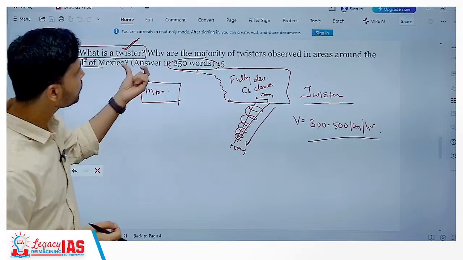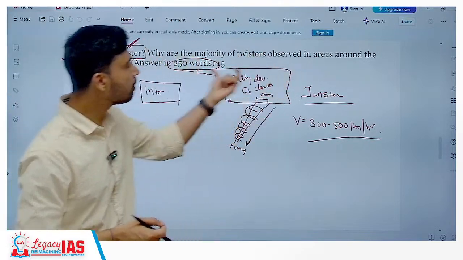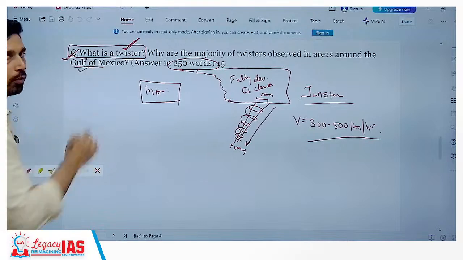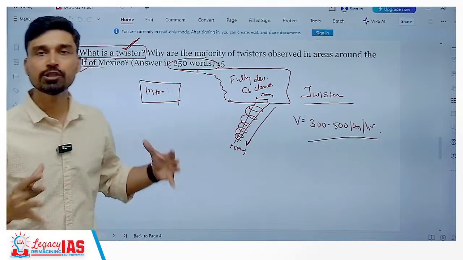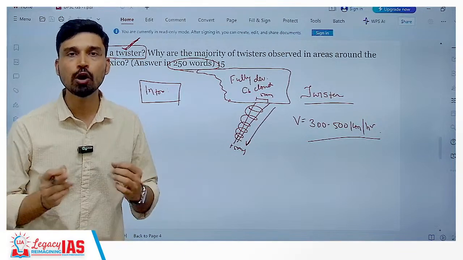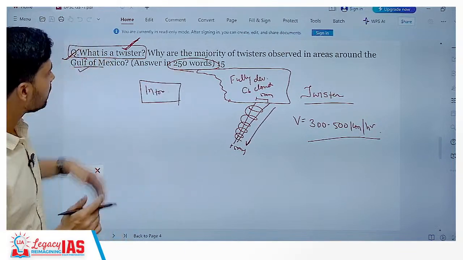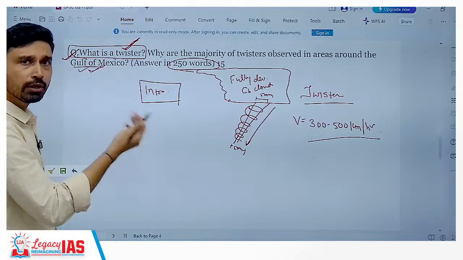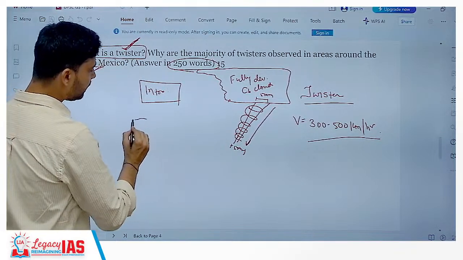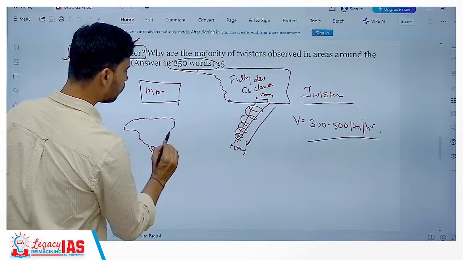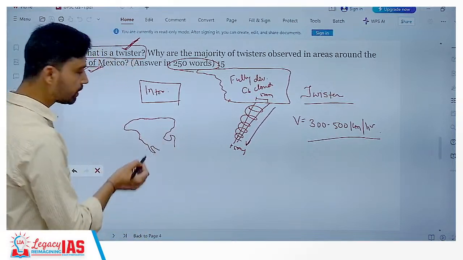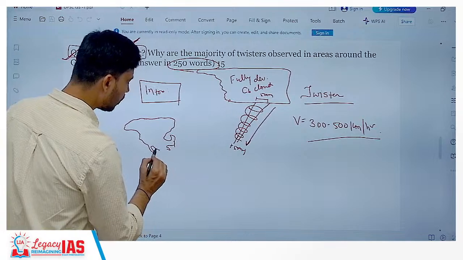The second part is why are the majority of twisters observed in areas around the Gulf of Mexico? Now, remember you are answering a geography question. That means whenever you get a chance of drawing a map or diagram, do not lose that. So, again you have the option that you can simply draw a map of North America, or if you're not aware of the map of North America, at least you can try to represent where the Gulf of Mexico is. However, you can draw it like this.